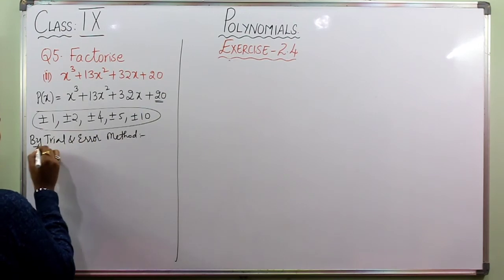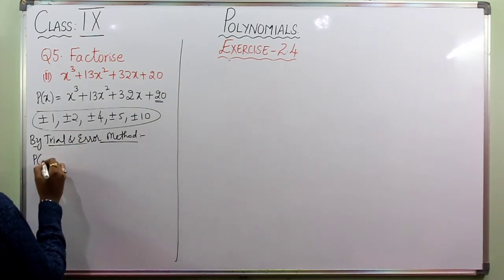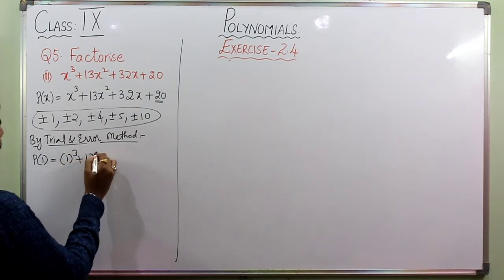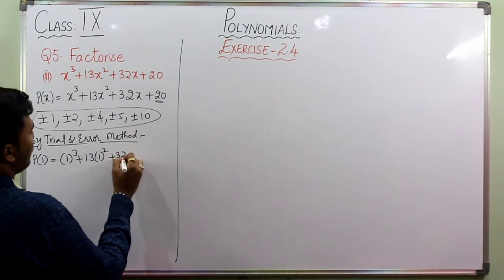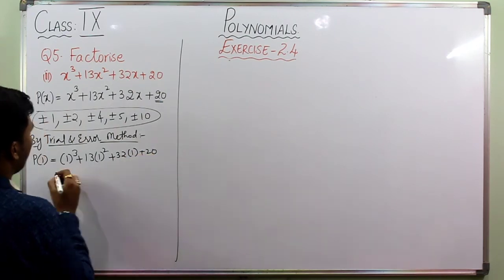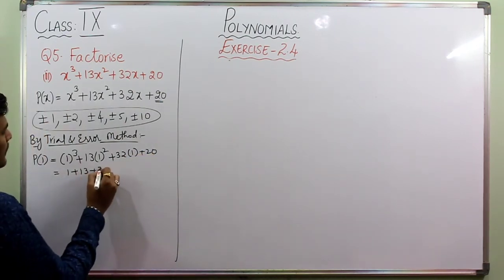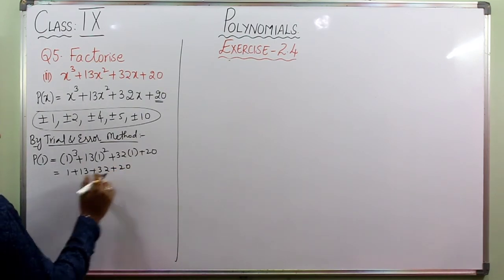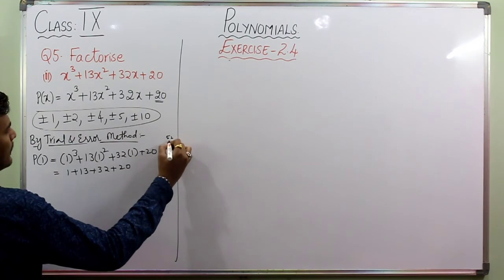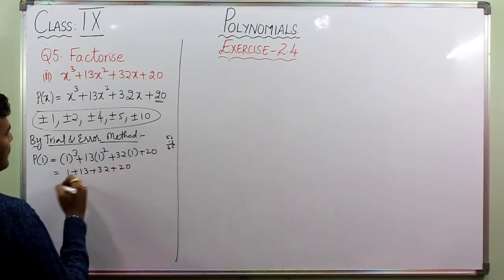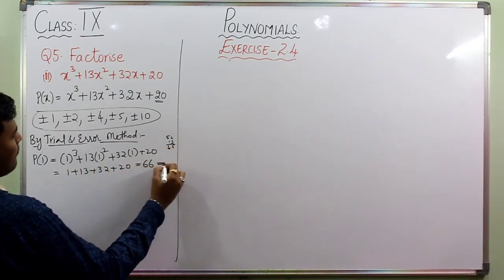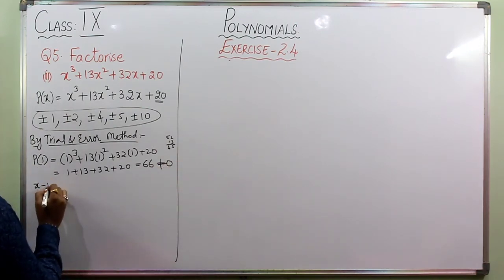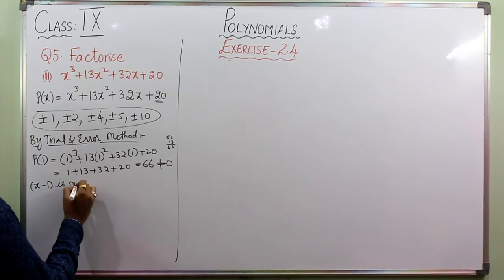So by trial and error method, let us consider p of 1. We will assume that. Then it will become 1 cube plus 13 into 1 square plus 32 into 1 plus 20. So we will get 1 plus 13 plus 32 plus 20. 20 plus 32 is 52. 52 plus 13 will become 65. 65 plus 1 is 66, which is not equal to 0. So therefore x minus 1 is not a factor of p of x.